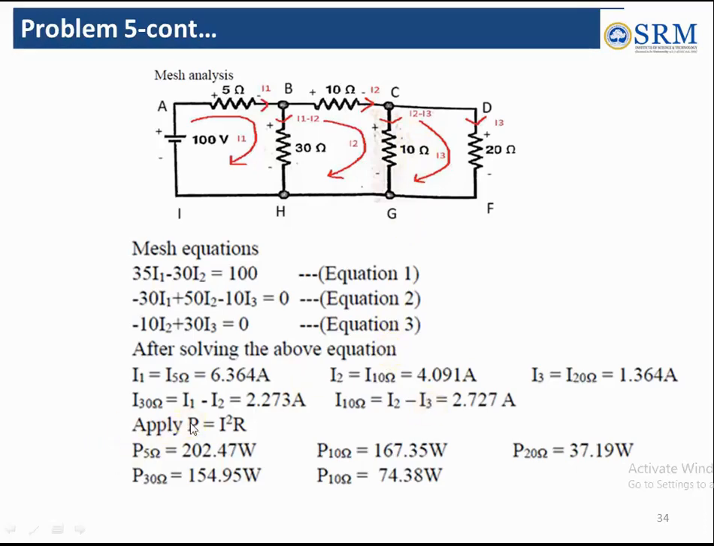Applying the power formula, we have three formulas, right? V into I, V square by R, I square R. Here we know the current value, so I square R. Using these formulas we can find the power dissipated across the individual resistor. First find across 5 ohm, so I1 square is 6.364, R value is 5. Similarly we can find for the other 4 resistors the power dissipated based on each current and its corresponding resistance.